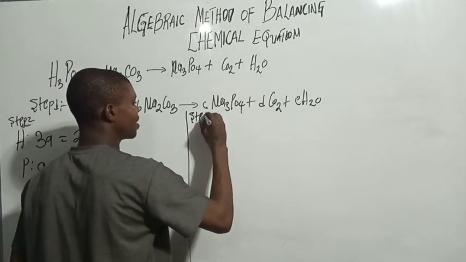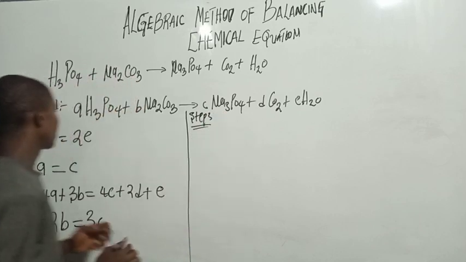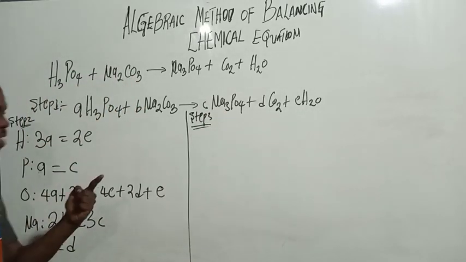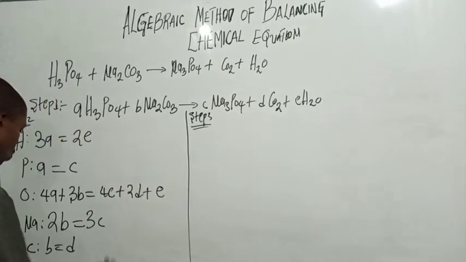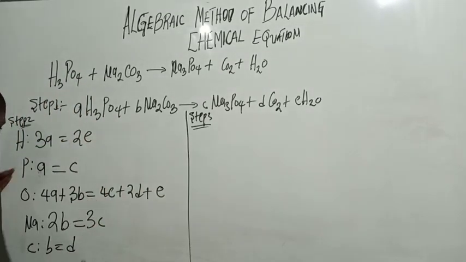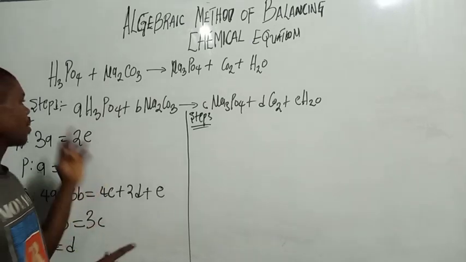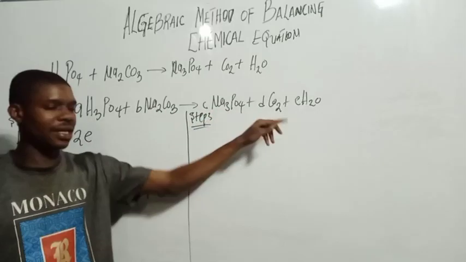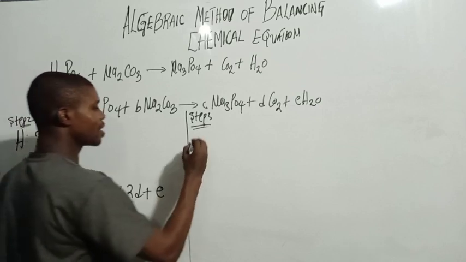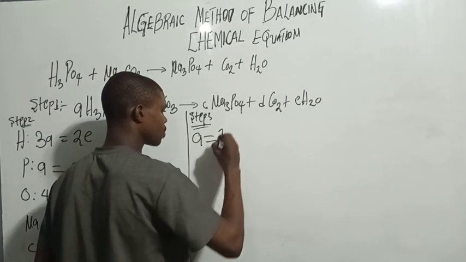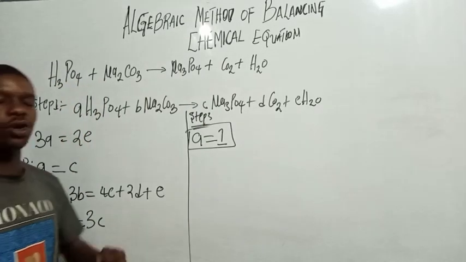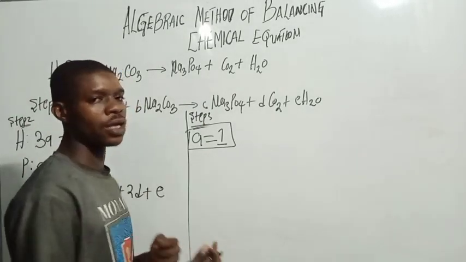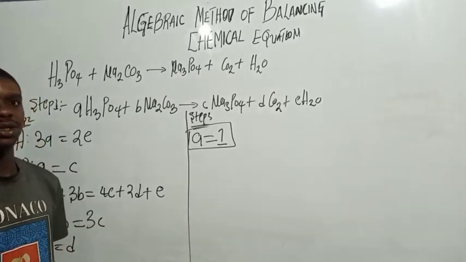Step 3 is to equate my first unknown to be 1. That was step 3. Then calculate the rest of the unknowns. So from this equation here, I want to calculate what A, B, C, D, E are. Before I do that, I will equate A to be 1. Now, when I say equate A to be 1, one person asked me, is it only A? Is it only the first one you have to equate to be 1? Yes, it's the first one.